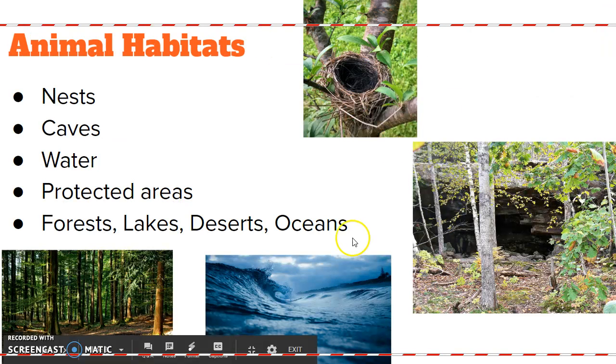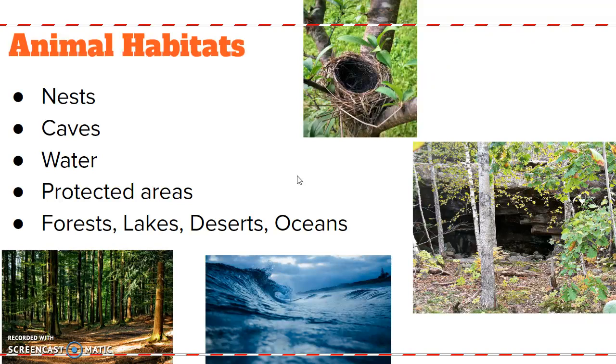Next, we're going to talk about some different animal habitats and the animals that live in them. Birds have nests, and they build these high up in trees, and this is where they lay their eggs and take care of their baby birds.